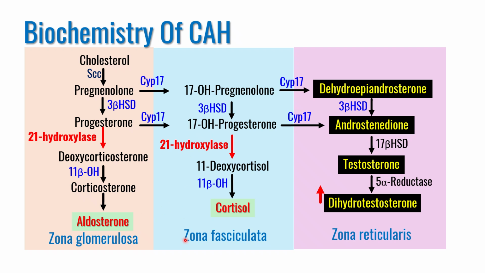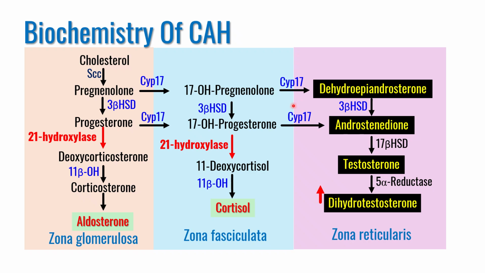Now coming to zona fasciculata, where cortisol is synthesized, pregnenolone is acted upon by 17-hydroxylase enzyme, producing 17-hydroxypregnenolone, which is converted into 17-hydroxyprogesterone by the action of 3-beta-HSD. 17-hydroxyprogesterone is then converted into 11-deoxycortisol by the action of 21-hydroxylase enzyme. 11-deoxycortisol is converted into cortisol by the action of 11-beta-hydroxylase enzyme, and this is for the regulation of metabolism and is produced in the mitochondria, also in the zona fasciculata of the adrenal cortex.